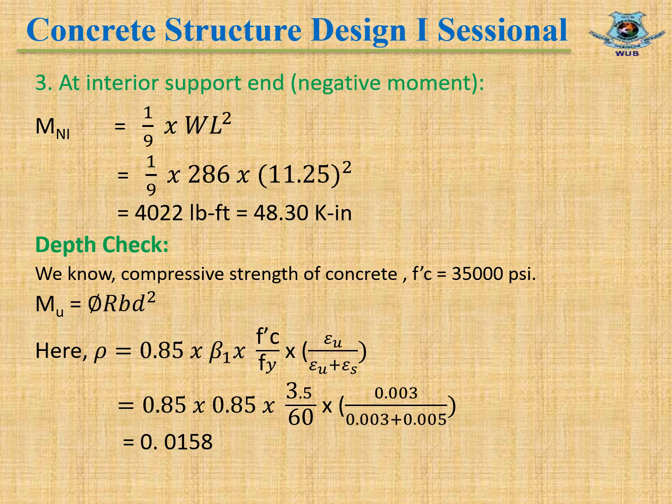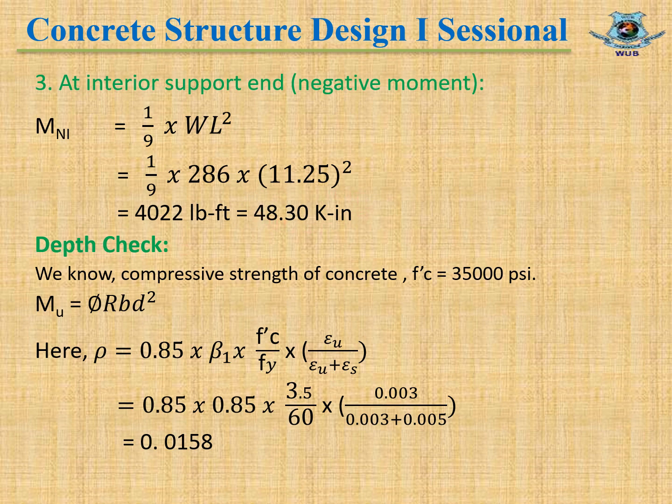At interior support end, negative moment MNI equal to 1 by 9 into WL square. 1 by 9 as shown in previous slide. Here W and L are also taken from previous slide. Substituting all values, we get MNI equal to 48.3 kip-inch.